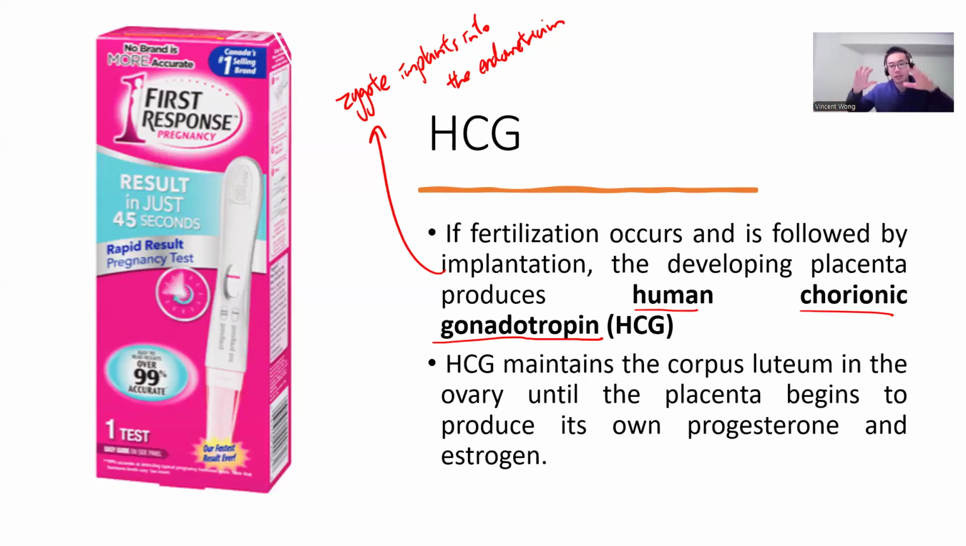Eventually, when the placenta is fully formed, it will take over the job of the corpus luteum. It will then supply its own progesterone and estrogen. Then we don't need the corpus luteum anymore. So the HCG prolongs the life of the corpus luteum until the placenta can take over. HCG levels will keep on rising at the beginning of pregnancy and continue to stay at a high level throughout pregnancy. So pregnancy kits test for the presence of HCG in the urine. If you have HCG in the urine and you're female, chances are you are pregnant.